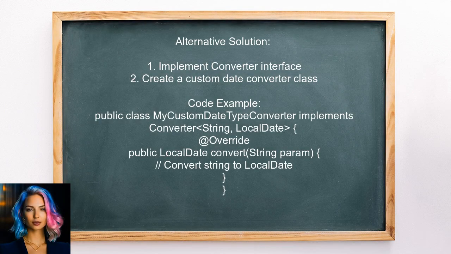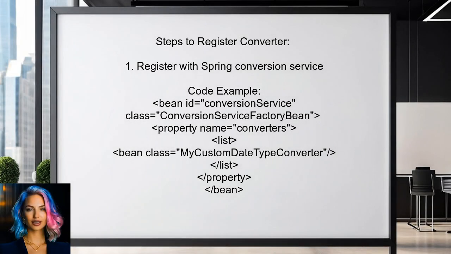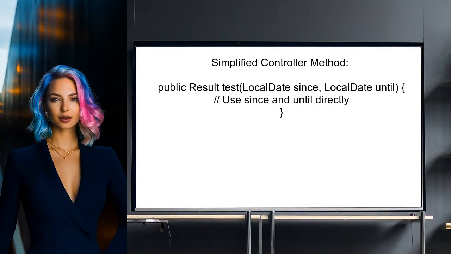An alternative approach suggested by another user involves implementing a custom date converter. They recommend creating a class that implements the converter interface from Spring. Next, register this converter with the Spring conversion service. This allows you to use the custom converter directly in your controller methods. Finally, you can simplify your controller method by directly using local date parameters without the need for manual validation.